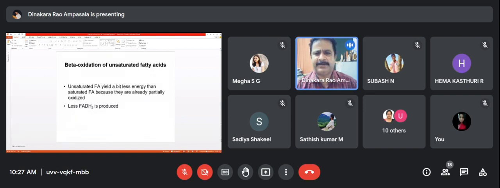So beta oxidation of unsaturated fatty acids. An unsaturated fatty acid will have a double bond in its structure. Unsaturated fatty acids yield a bit less energy than saturated fatty acids because they are partially oxidized. Their hydrogen molecules are already removed from the unsaturated fatty acid. Okay, less FADH2 is produced in the unsaturated fatty acid molecule.